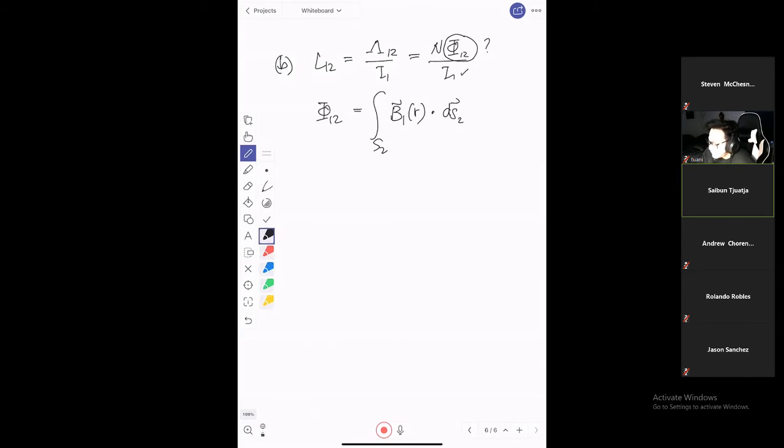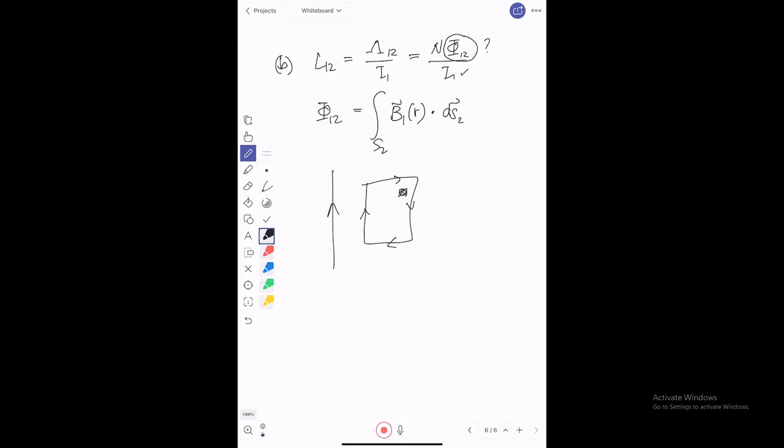Usually we pick, suppose I assume that my circuit is doing this. Let me define the path over here. To make it simpler, let me define the path this way. If I use this convention, then my ds is going inward. This is my ds2, so my ds2 is facing inward, facing inside the page. Does it make sense?